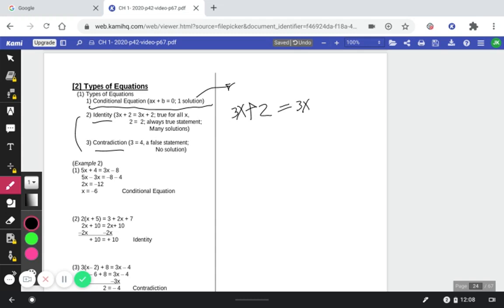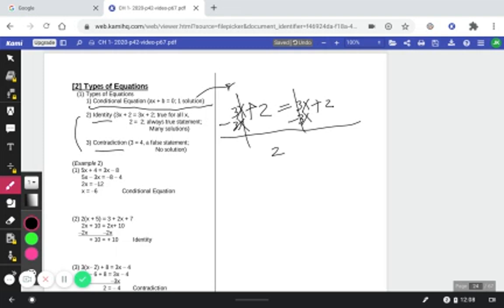Now, to solve this equation, is this an equation? Yes, you have an equal sign, so it's an equation. You have x on both sides, so you try to remove one of the x terms. If I subtract 3x from both sides, they cancel each other out, and you end up with 2 equals 2.